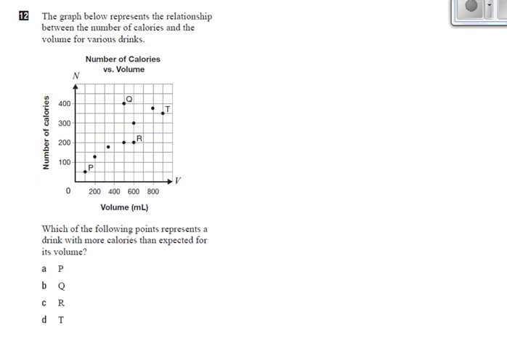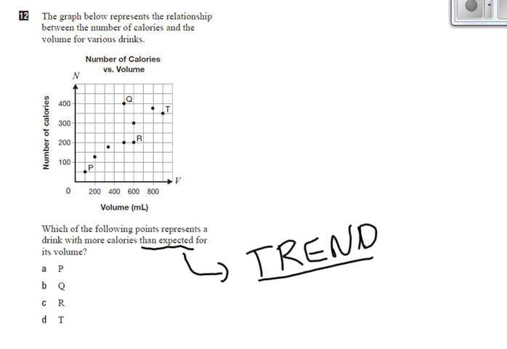Oh, good, it's multiple choice. The graph below represents the relationship between number of calories and volume for various drinks. Which of the following points represent a drink with more calories than expected for volume? Now, the phrase "than expected" is talking about the trend. So if we expect something to happen, it's because there is a pattern or a trend, right? I expect it to get cold in October because that is the pattern of the seasons. I expect to have to do laundry every Sunday because that is the pattern of my clothing wearing history. Weird? I don't know. So what is the pattern on this graph?